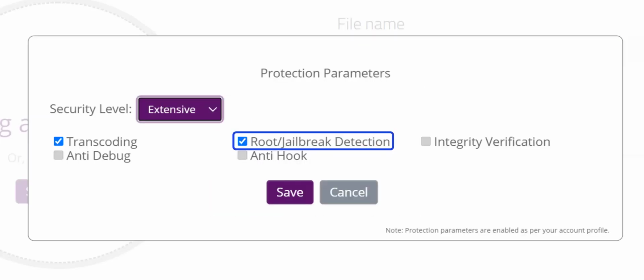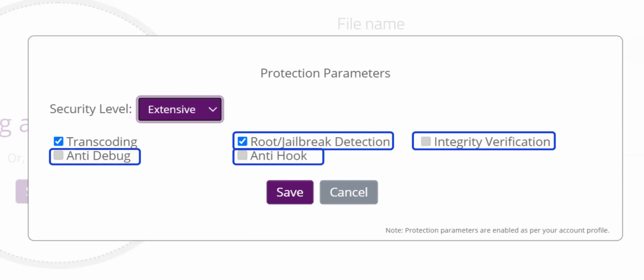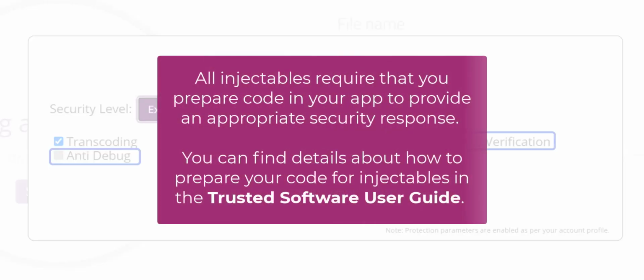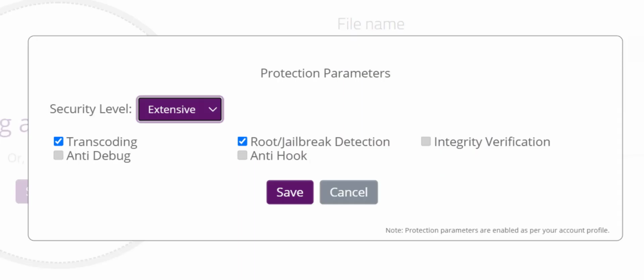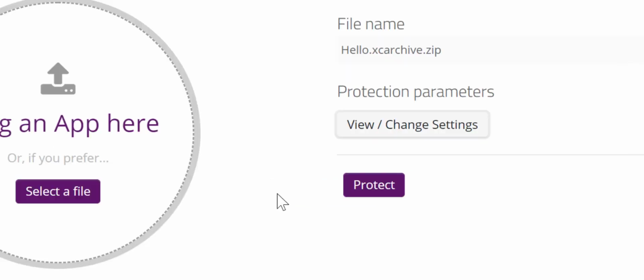Other injectables include integrity verification, anti-debug, and anti-hook. All injectables require that you prepare your code in your app to provide an appropriate security response. You can find details about how to prepare your code for injectables in the Trusted Software User Guide. My code is ready to accept the code injection, so I will leave root jailbreak detection selected. With the protection parameters selected, click Save to continue.